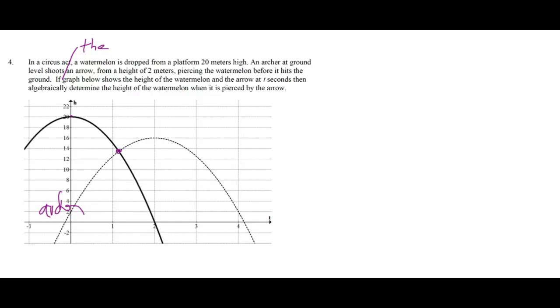So let's list some stuff here, right? This is the point 0, 20. This is the point 2, 16. This is the point 0, 2. And this is the point 2, 0. Okay? Probably should have used different colors, but I didn't. And neither will you because you're just using a pencil. Okay, so watermelon.